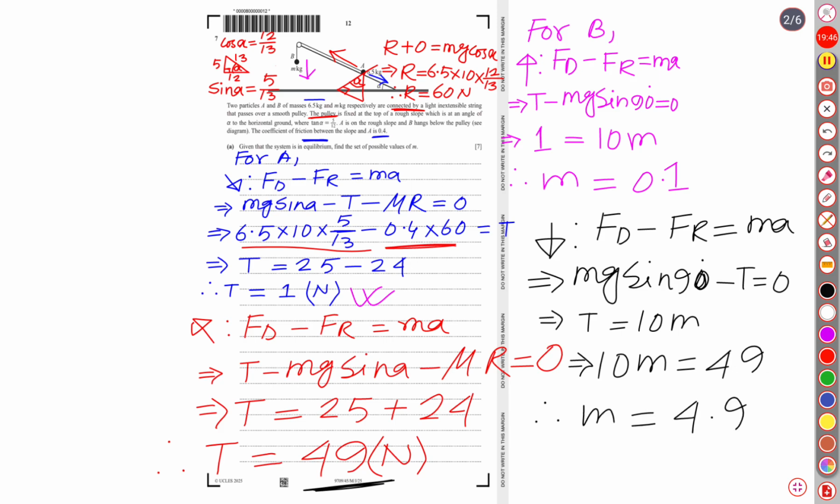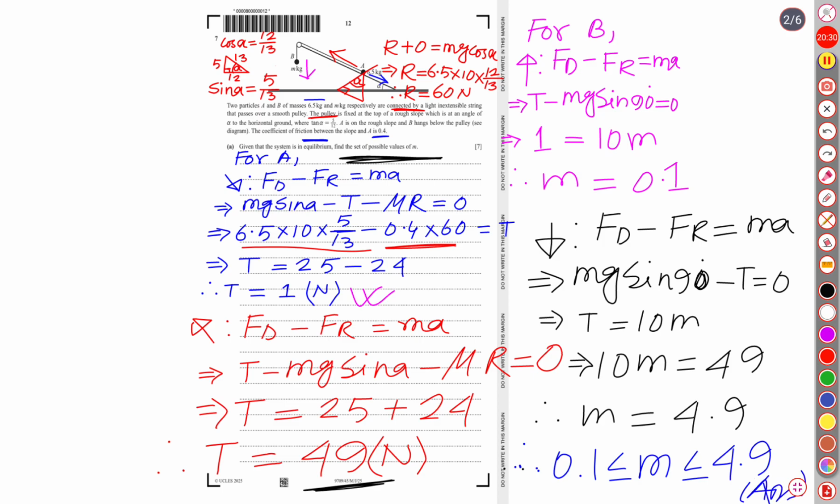Now if we look at the question, it has told us: given that the system is in equilibrium, find the possible values of m. That means m will have a range of values. What is the range of values? Finally, the minimum value was 0.1, so it is 0.1 until 4.9. This is our final answer.